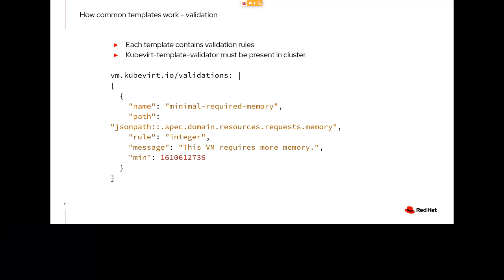As you can see, this rule is checking the minimal requested memory. It's checking if it has a value higher than 1.5 giga. If it doesn't, or if the requirement is lower, this VM will not be created. The template validator will deny that. You can, of course, create your own rule, which will then, for example, check the number of CPU cores, or, for example, if the disk volume is using SATA or VirtIO.